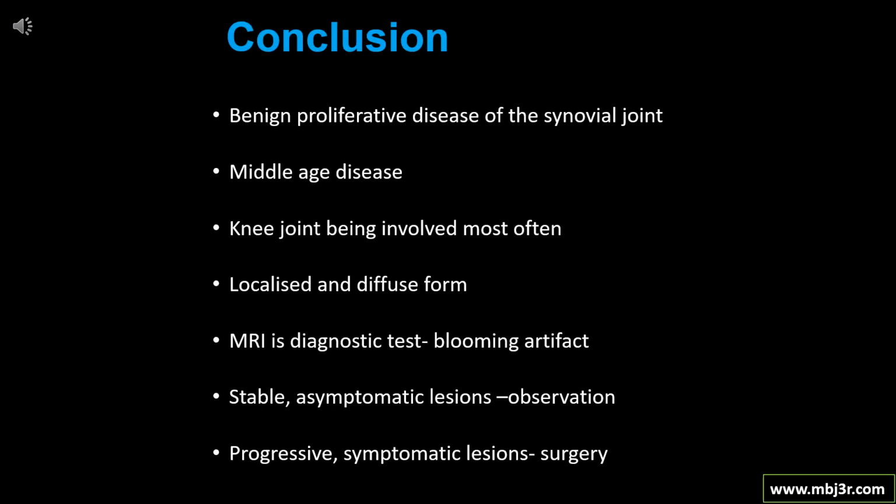PVNS is a benign proliferative disease of the middle age. The knee joint is most often involved. There are two forms, localized and diffuse. MRI is a diagnostic test. It shows a blooming artifact. Stable asymptomatic lesions require observation. Progressive symptomatic lesions require surgery.